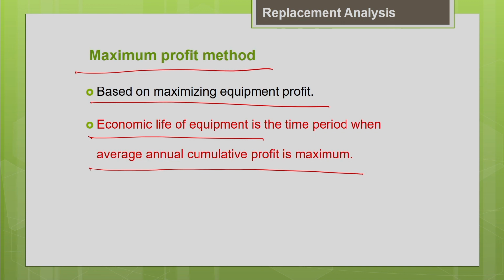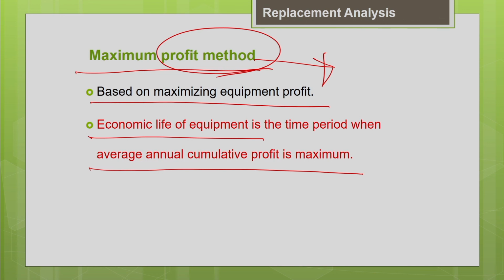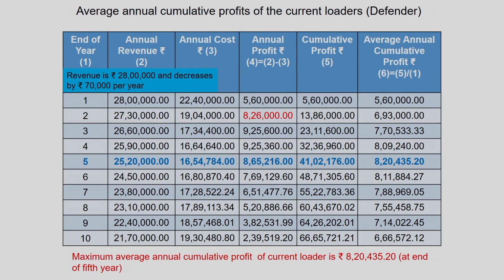Actually, this is more attractive from a business point of view, because profit is always the bottom line of any company. But to implement this method, you should have the data on the profit of the individual equipment. You should be able to extract the profit of the individual equipment from the equipment fleet or the entire project. In that case, you will be able to use these guidelines to do the replacement analysis. So, now let us work out the same problem using the maximum profit method. We are going to find the average annual cumulative profit of the current loader as well as the proposed loader.